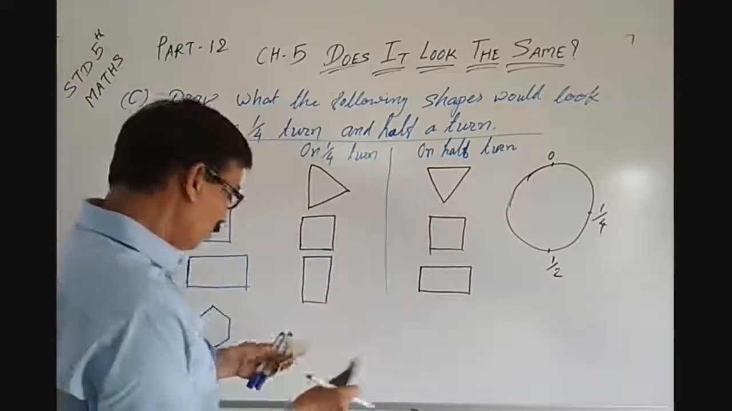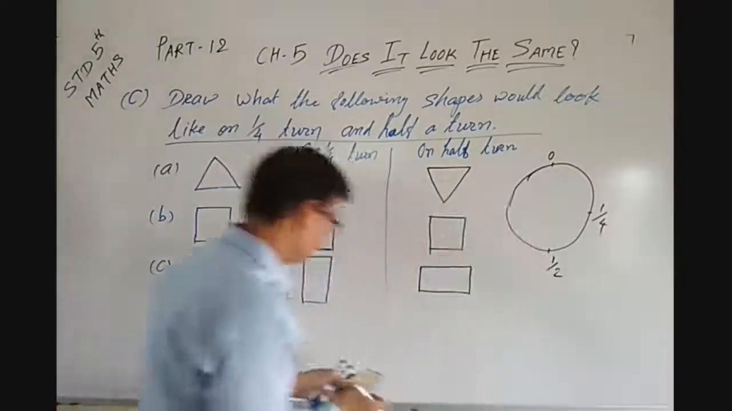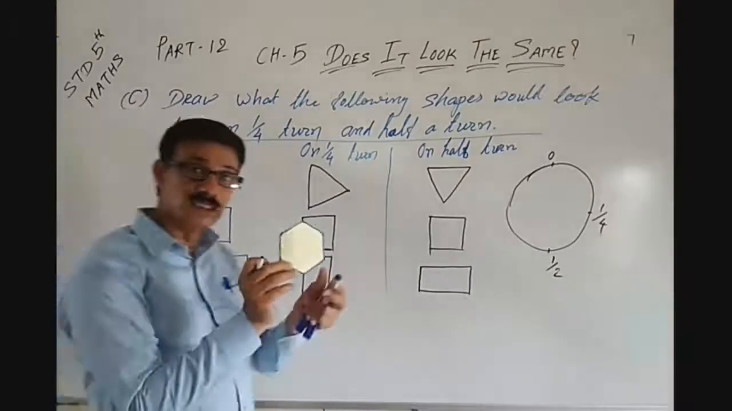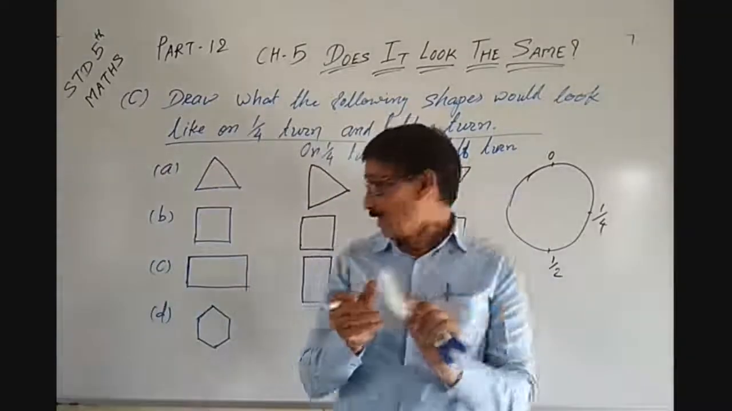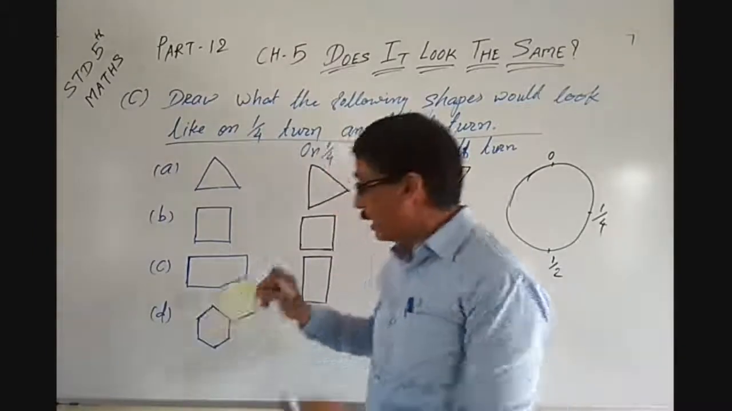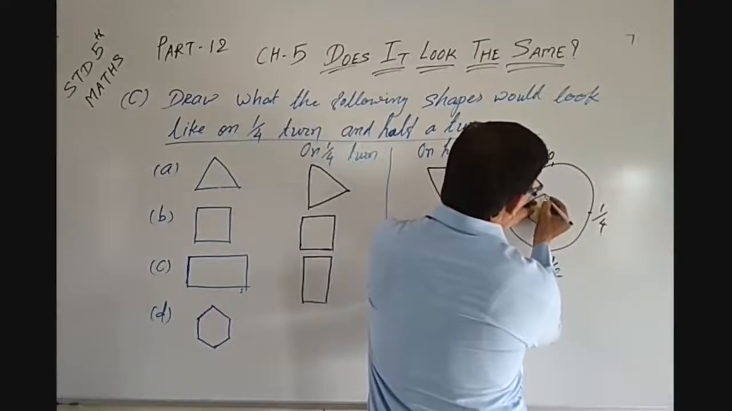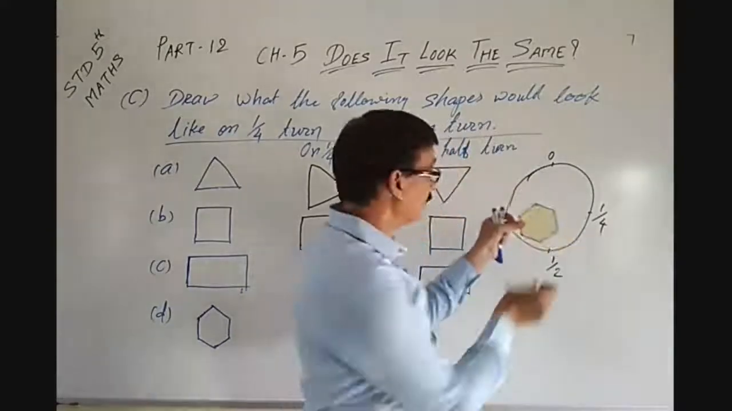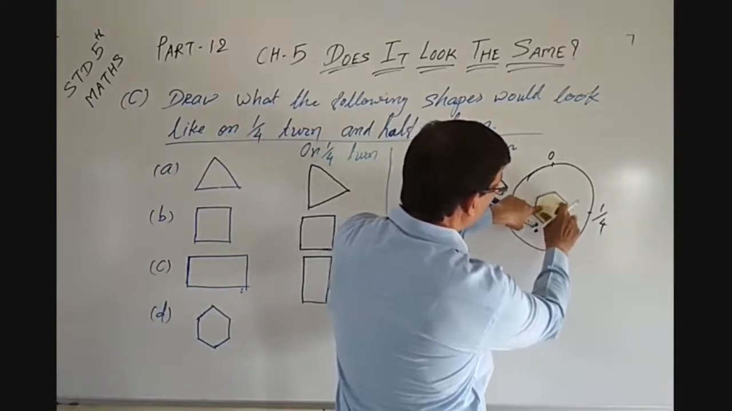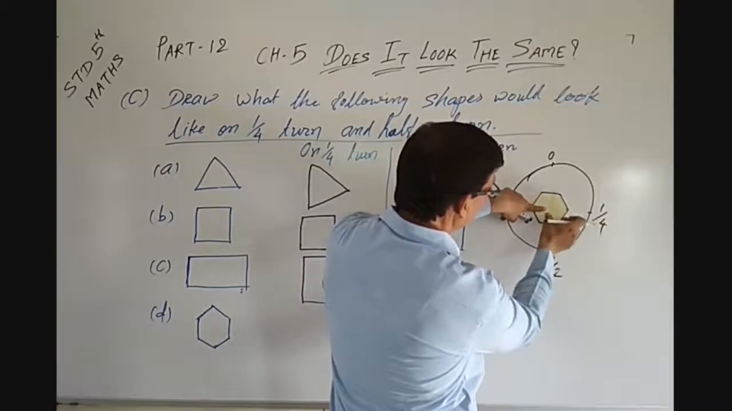Okay, now this is the same. This is hexagon. Now it is something like this. Okay, let me put, this is the side. Now let me give it a half turn or one fourth turn. So on one fourth turn it will look something like this.